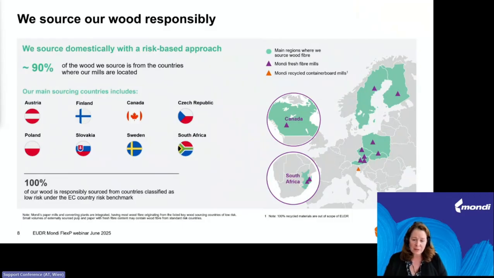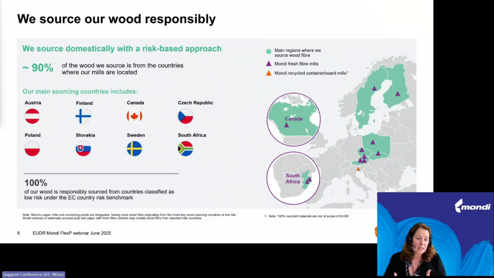You see on the map on the right-hand side, those in the green are the main regions where we source our wood fiber, our fresh fiber. And you also see the purple triangles are our fresh fiber mills. We also have 2 recycled container board mills. However, as I mentioned, 100% recycled materials are not in scope of EUDR.